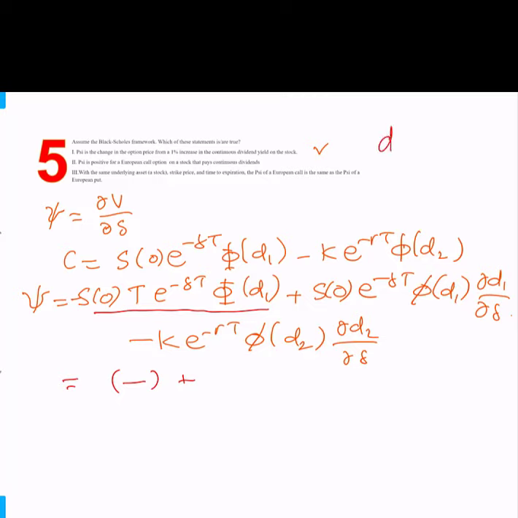For the second terms, we need to pay attention to the first derivative of D1 with respect to delta. Remember that D1 is the natural log of S over K plus r plus delta minus sigma squared over 2, times T, over sigma square root of T. So the first derivative of D1 with respect to delta is positive, right? It should be positive.